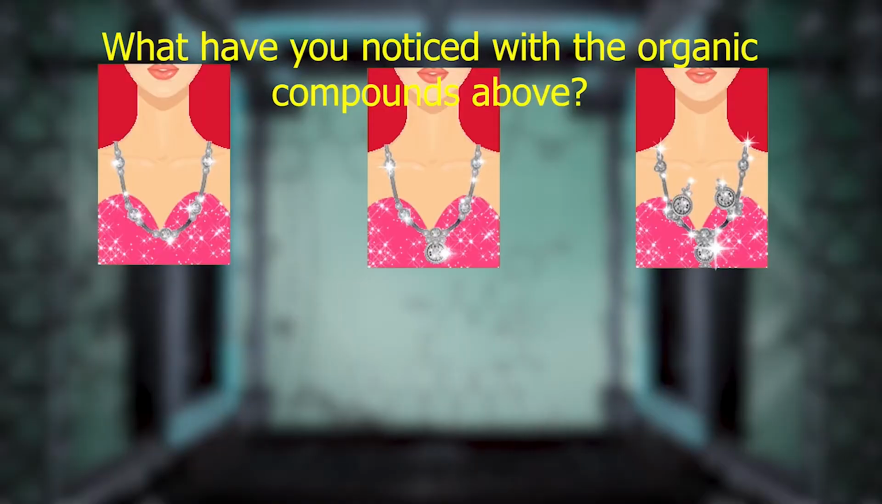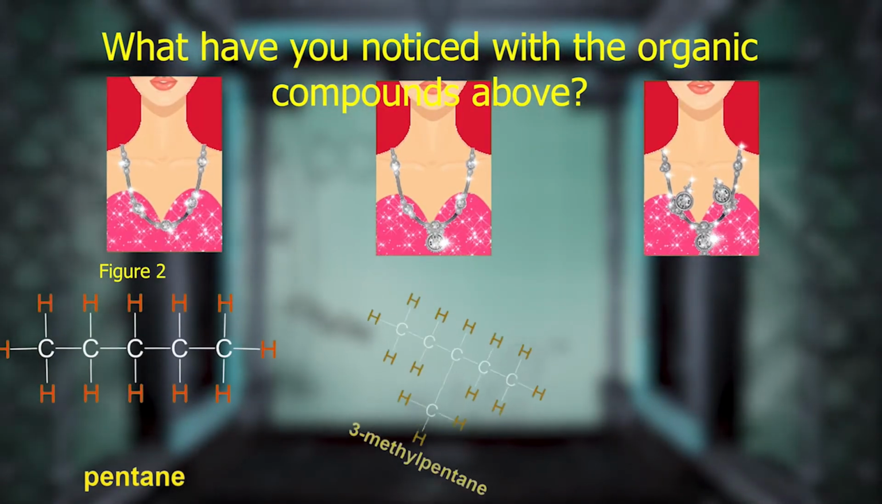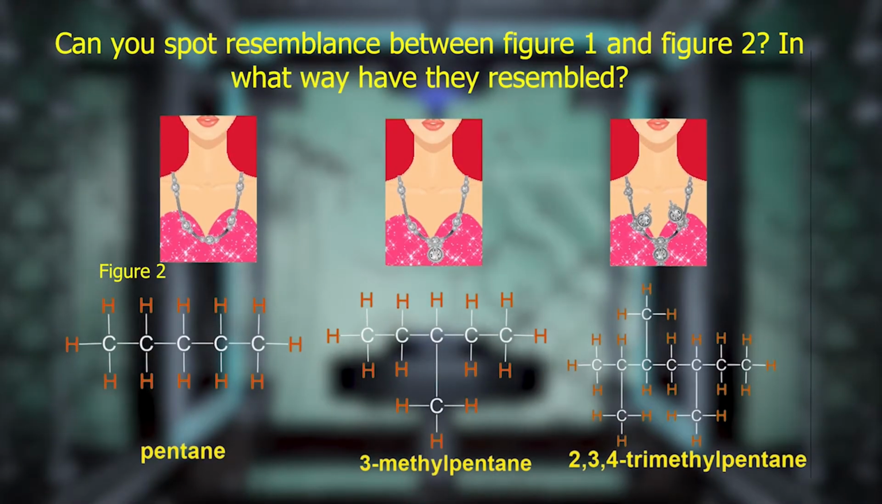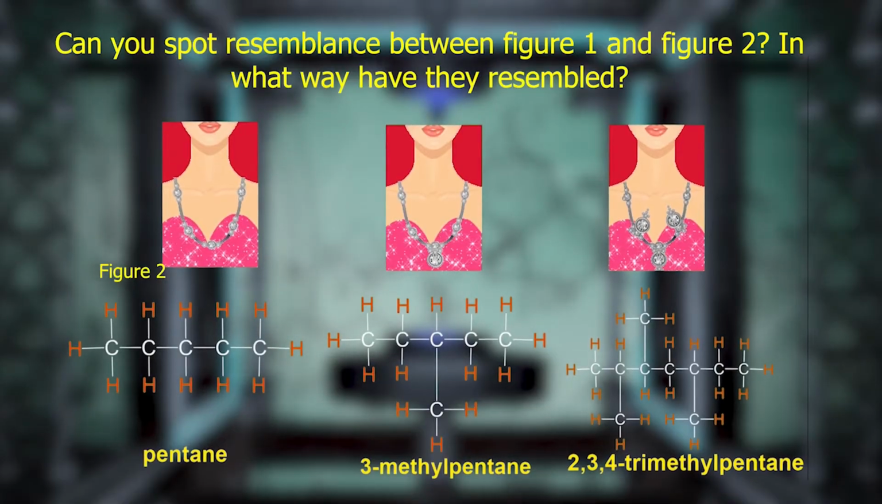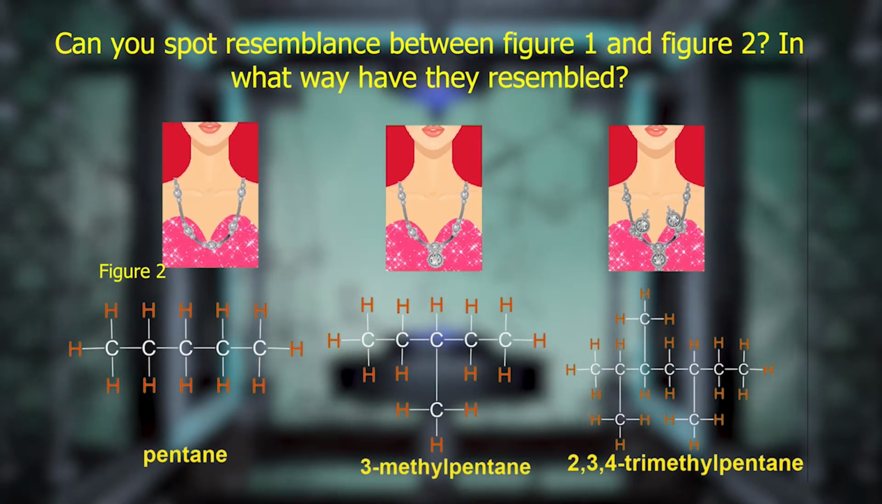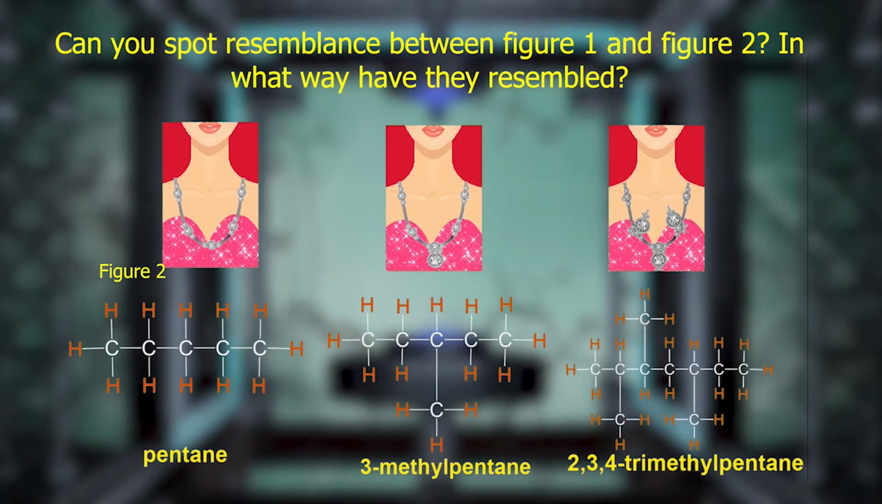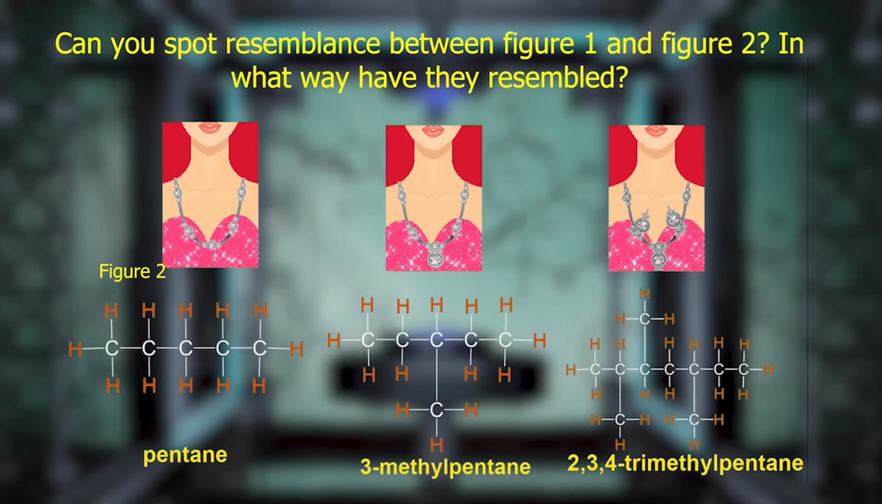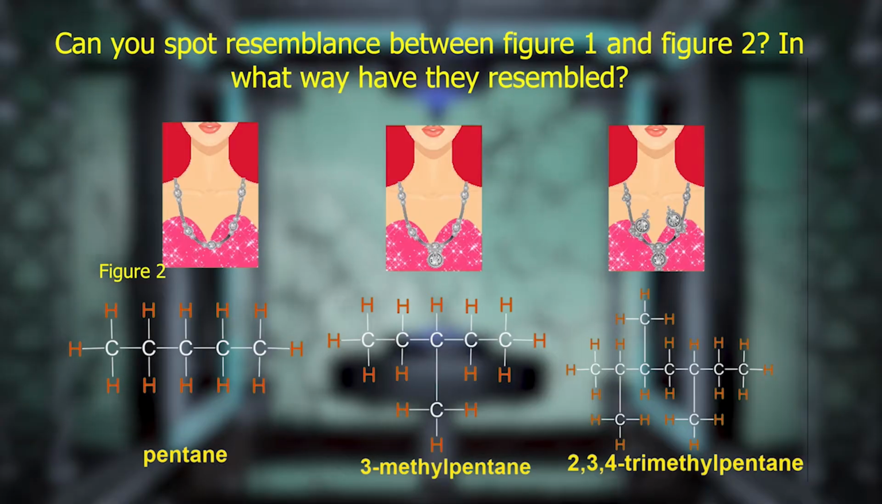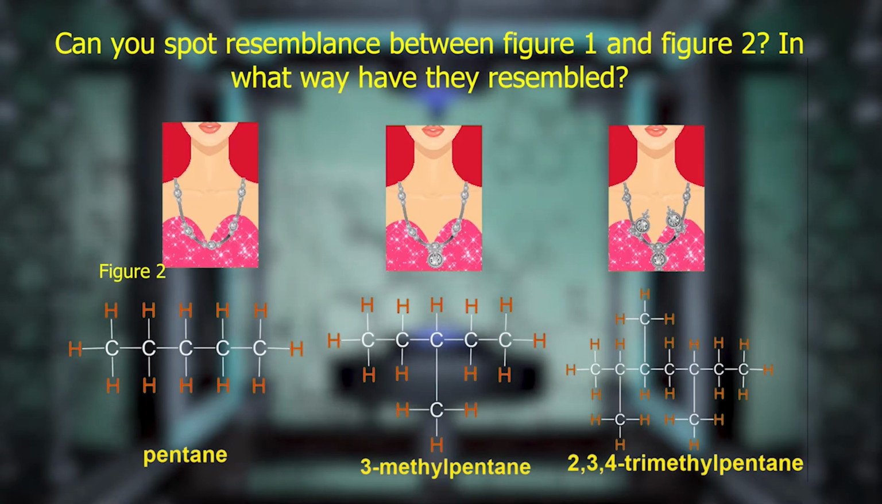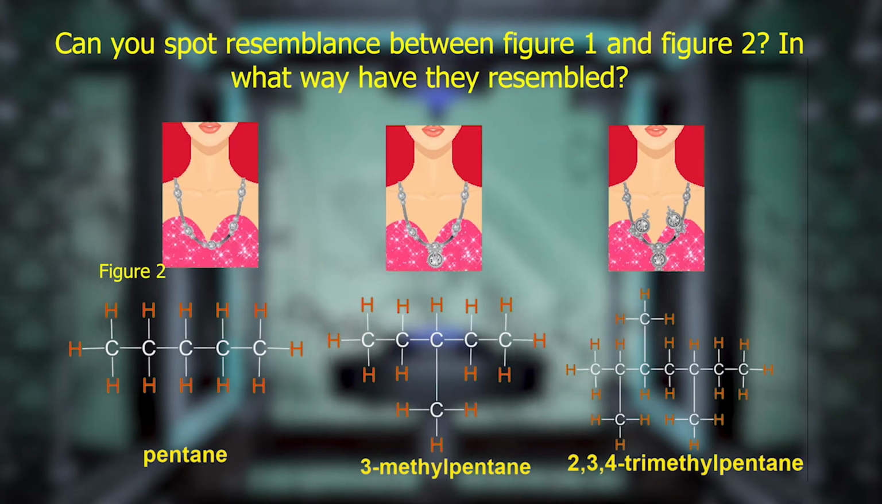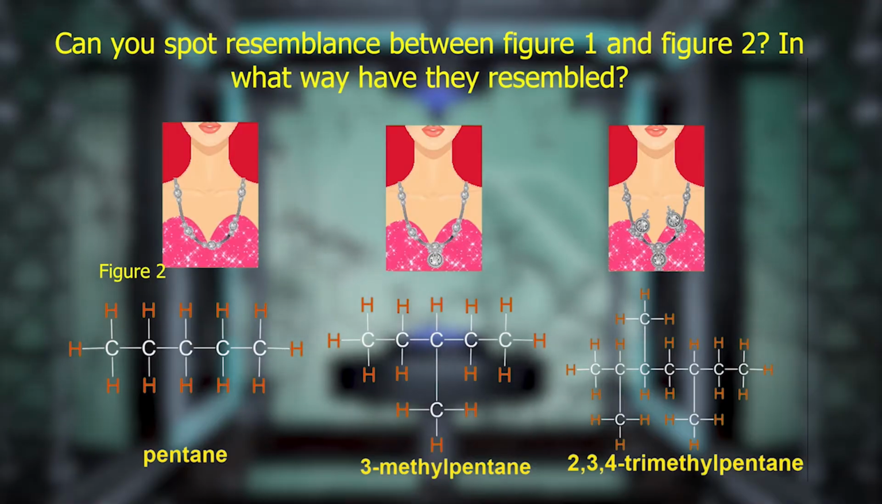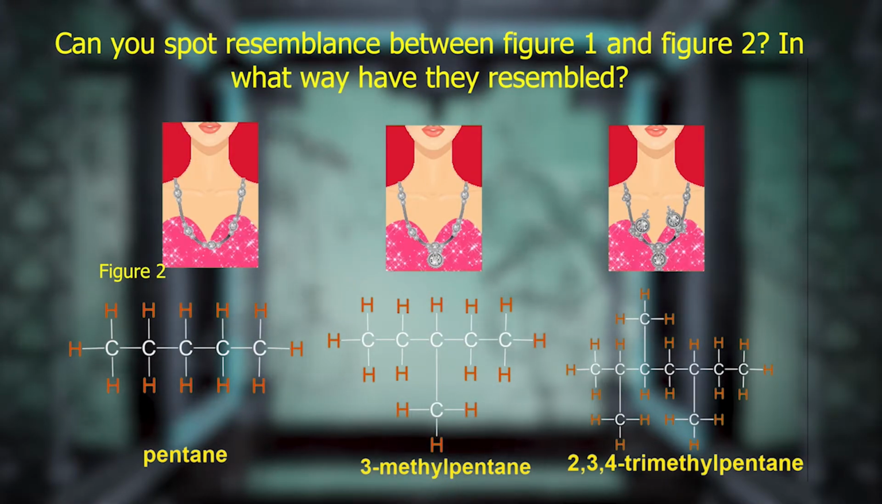What have you noticed with the organic compounds in Figure 2? Can you spot resemblance between Figure 1 and Figure 2, and in what way have they resembled? The hydrocarbon compounds in Figure 2 are just like the necklaces in Figure 1. Some of them are made up of simple chains and some are complex chains with one or more embellishments.